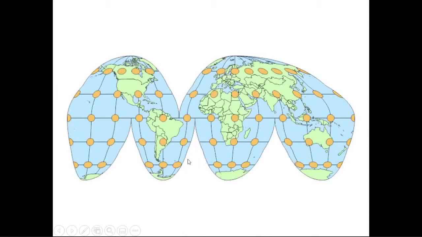So direction and angular relationships are not shown properly at all. But this does do a good job of doing an equal area and, for the most part, showing the accurate shapes of different areas. But of course the negative is that now we've got things split up. Antarctica split up, Greenland split up.